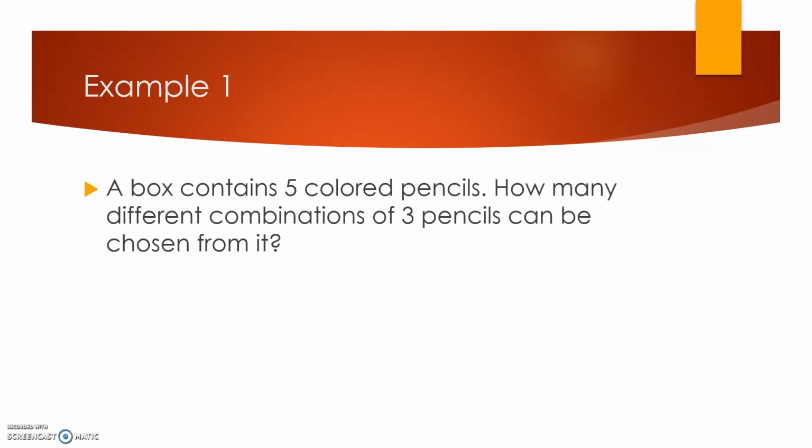So a box contains 5 colored pencils. How many different combinations of 3 pencils can be chosen from it? So we need the total number of permutations. So we start with 5. Remember, we're not going to do 5 factorial because we're not rearranging all 5 pencils. We're only rearranging 3 of them. So we're going to only choose 3 values. So 5 times 4 times 3 all over the number of permutations of the smaller group. Well, 3 is the smaller group. So that would be 3 times 2 times 1. Well, up here, this would give me 60 over 6, so I would get 10.